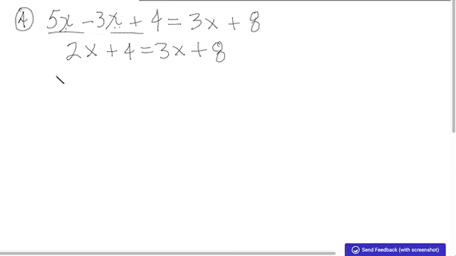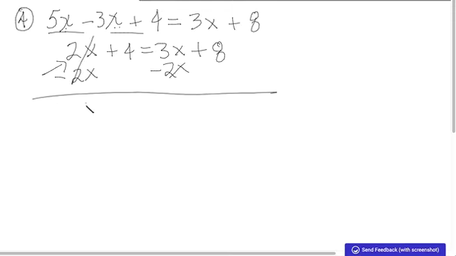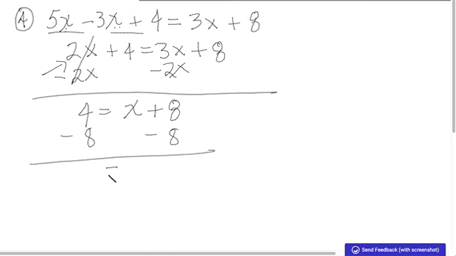Now I can pick on the little guy, which in this case is the 2x, so I'm going to subtract 2x from both sides. That cancels out. I get 4 equals 3x minus 2x is 1x, or just x, plus 8. And now I'm going to subtract 8 from both sides, and I end up with negative 4 equals x, or in other words, x equals negative 4. All right, now let's do number 5.